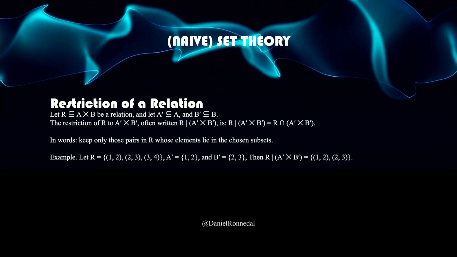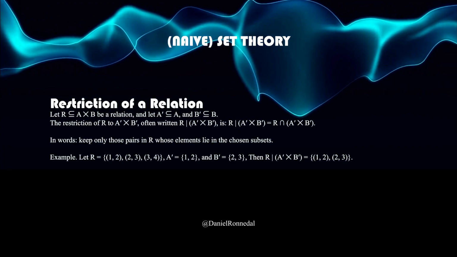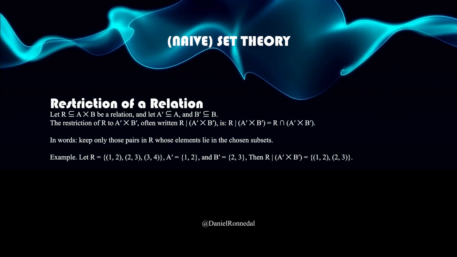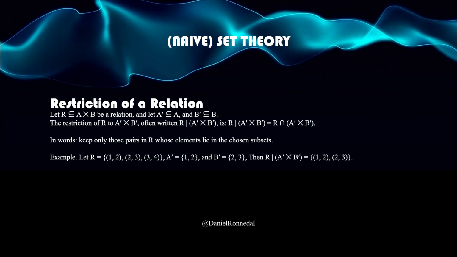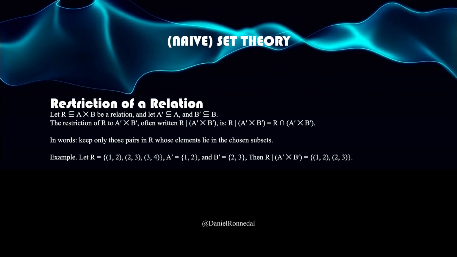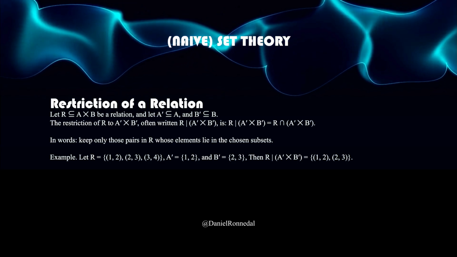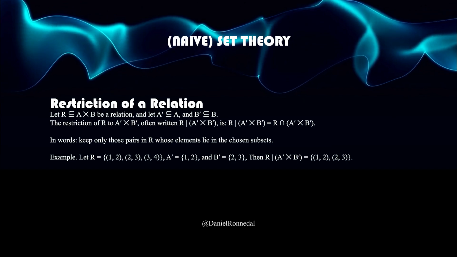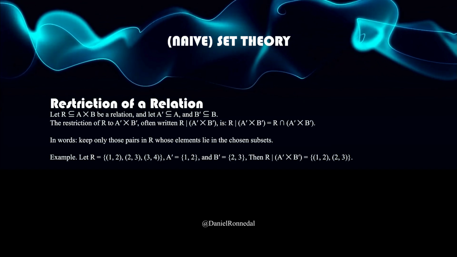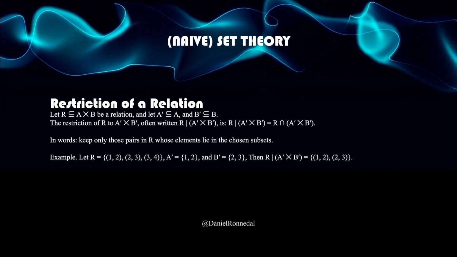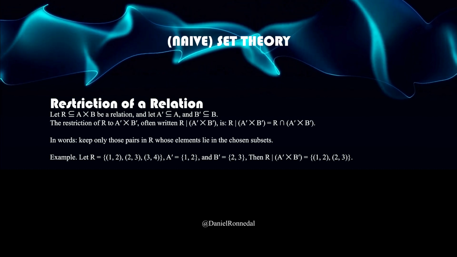Let R, a subset of A cross B, be a relation, and let A prime be a subset of A, and B prime be a subset of B. The restriction of R to A prime cross B prime, often written R restricted to A′ × B′, is identical to the intersection of R and A′ × B′. In words, keep only those pairs in R whose elements lie in the chosen subsets.